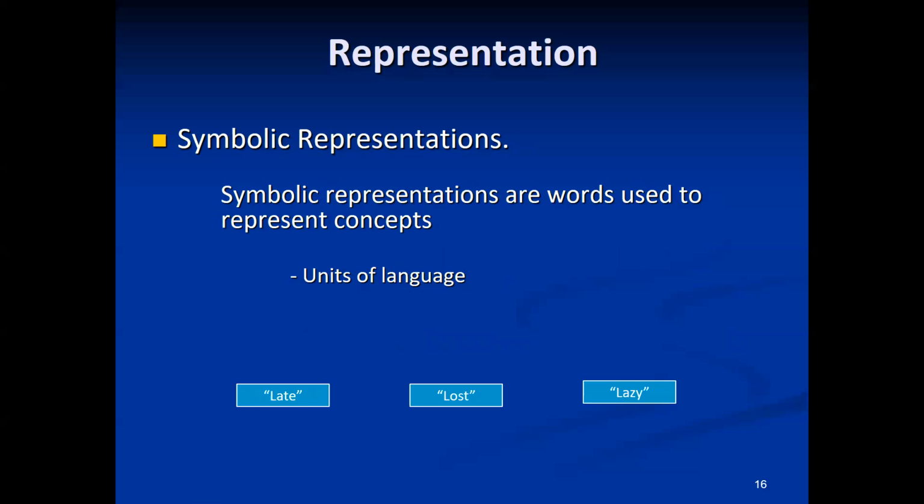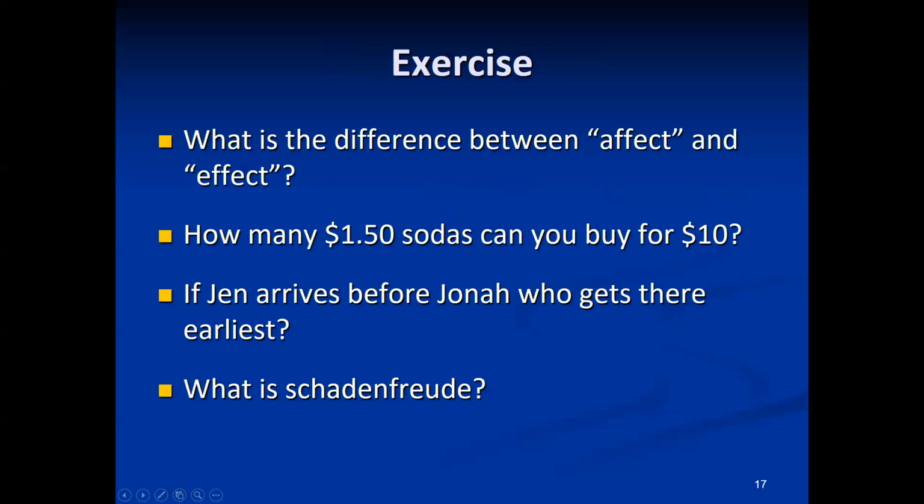Having looked at analog representations, we can now look at symbolic representations. Symbolic representations are the words we use to represent information in the mind. They are units of language. Symbolic representations are useful in many situations. For example, the questions shown cannot be answered using mental images. In order to answer them, you must have a vocabulary.